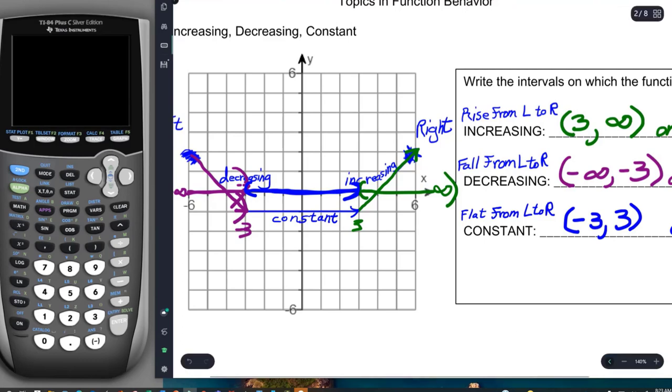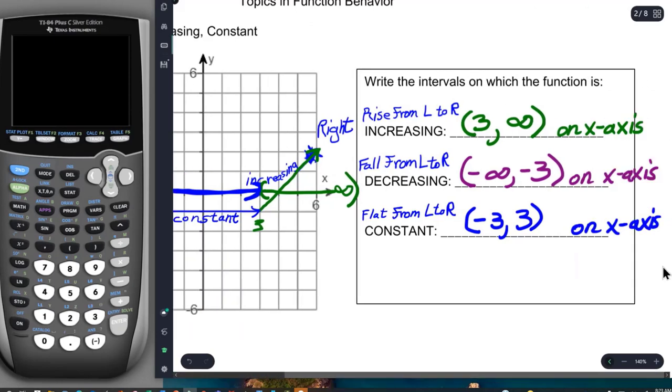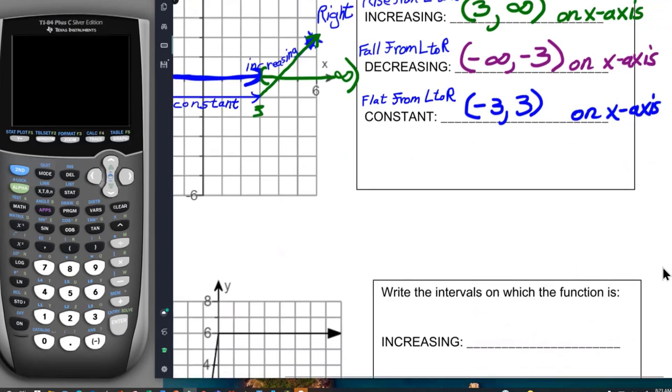Okay, now we have to have a little talk. Because I bet at least one person, and maybe everybody, is wondering how come we don't use brackets? And the answer is whenever you're working with increasing, decreasing, constant, you never use brackets. There's a reason for that. Because a point cannot hold two identities at the same time. So would you say that positive 3 is part of the constant or is part of the increasing? Which? You see, you can't say, because in a way, it's part of both.